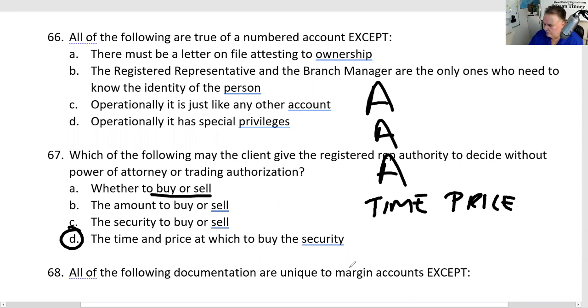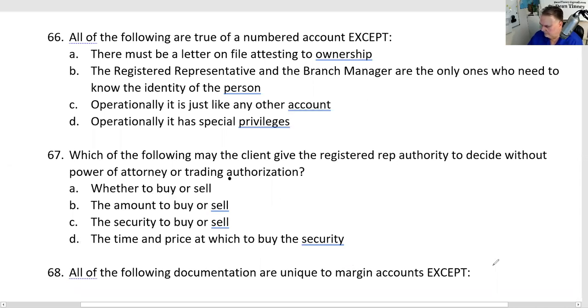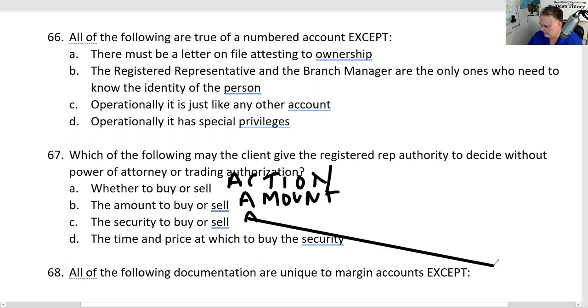The action is whether to buy or sell. The amount is how much, and then the security is the asset. I can't imagine you're not going to get a couple of those on your exam.